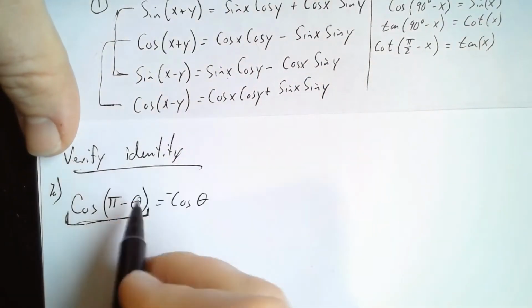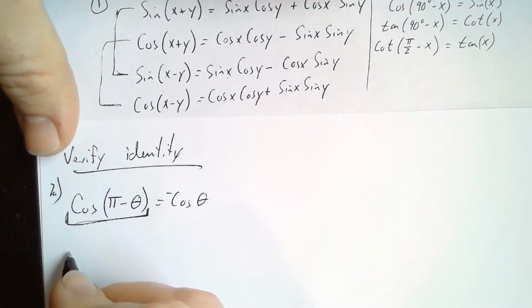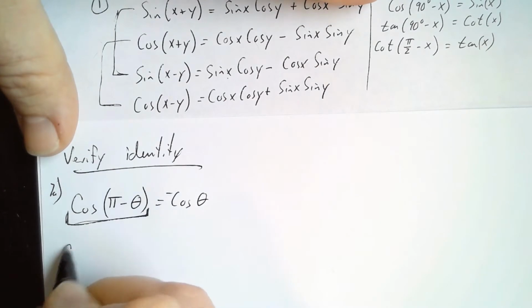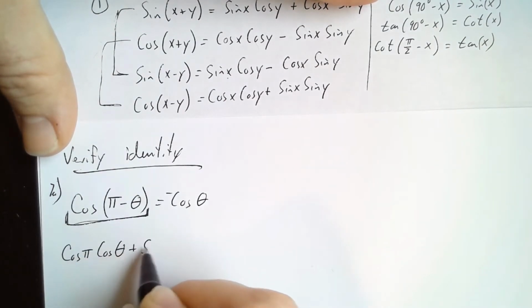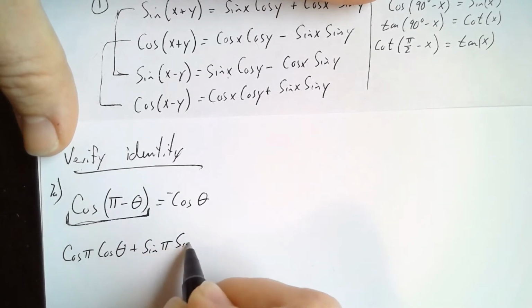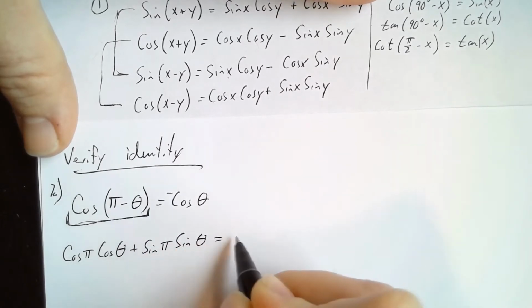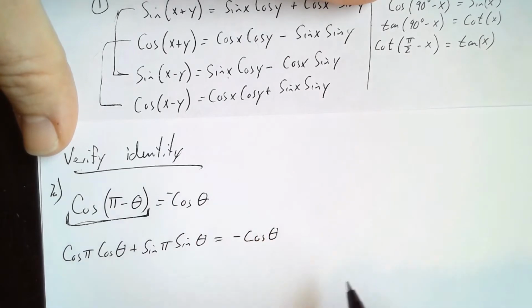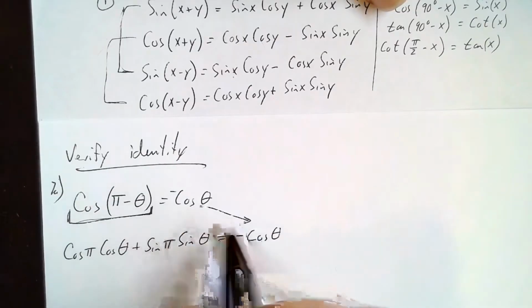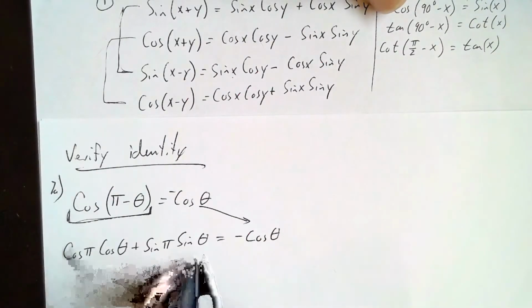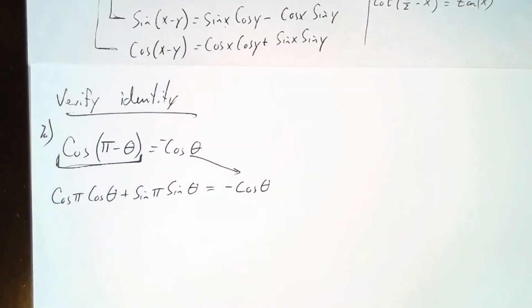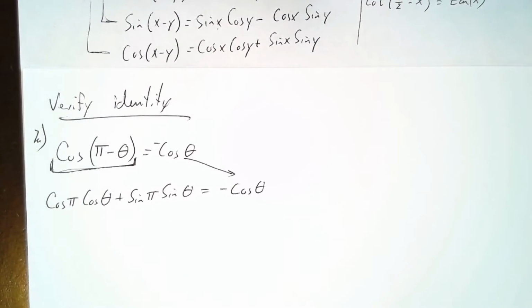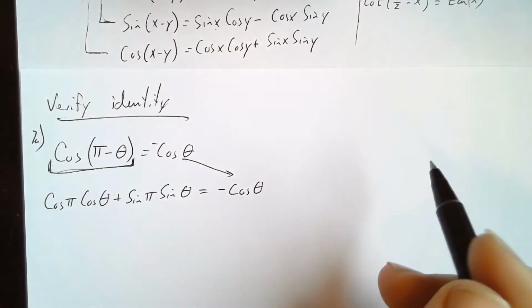My x is pi, my y is theta. So I'm going to have the cosine of pi minus theta is the cosine of pi times the cosine of theta plus the sine of pi times the sine of theta. This is all supposed to still be equal to the negative cosine of theta. Okay? So again, I've just carried this down, and I've changed this into this whole thing using this identity. This is one thing that you are allowed to do with verifying identities, is use previous identities you already know to be true to manipulate the thing that you're trying to prove.